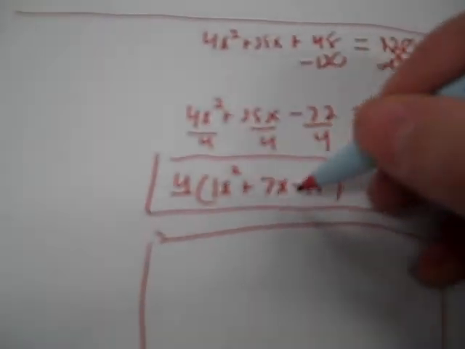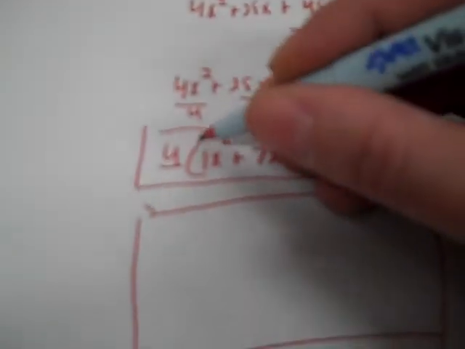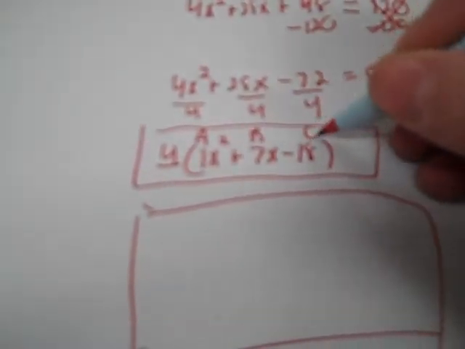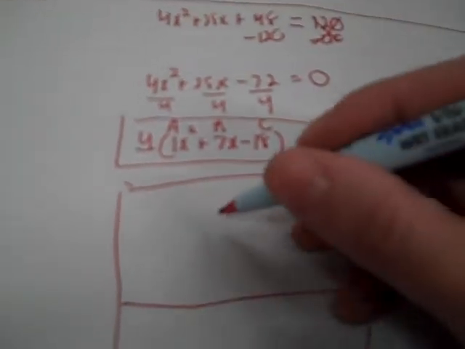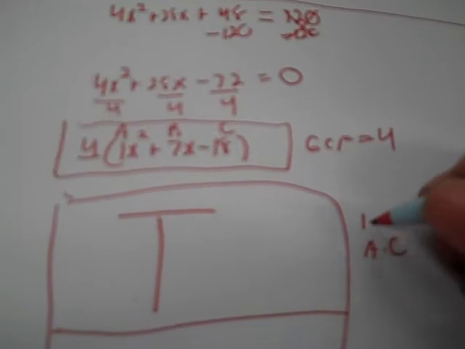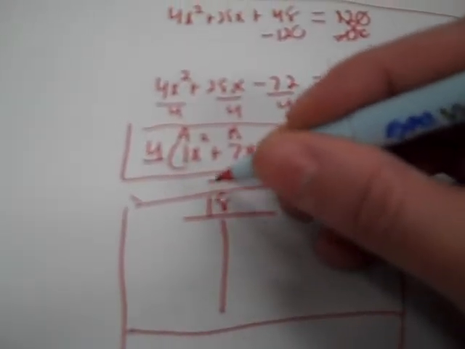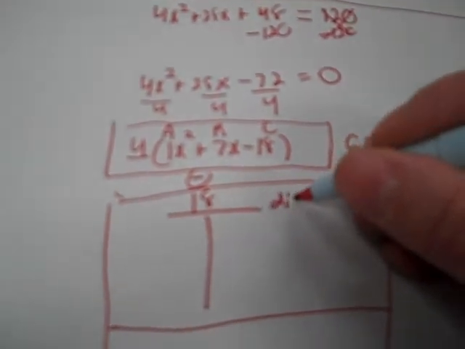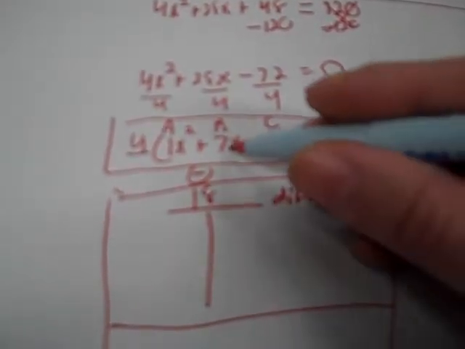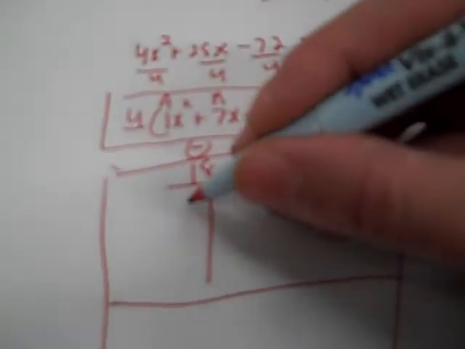Okay, now I run my ABC test from the parentheses, not up here. Okay, A, B, and C. Okay, so I do my chart and I take A times C. So I'll take positive 1 times negative 18. Okay, well that's negative 18. So again, it's a difference. And we're finding a difference that would equal 7. Okay, so 1 and 18.